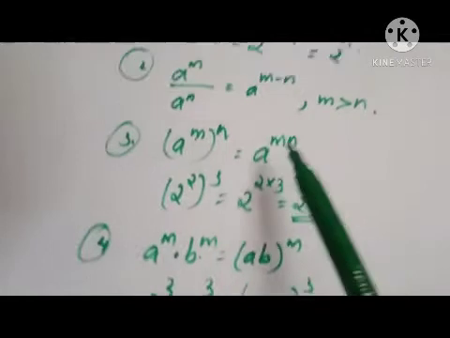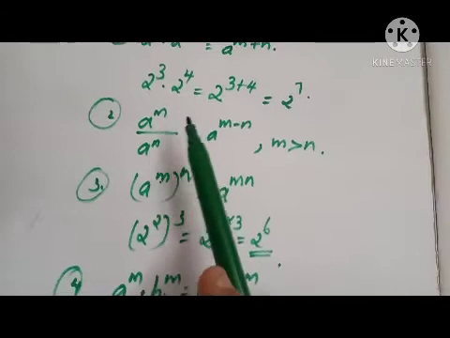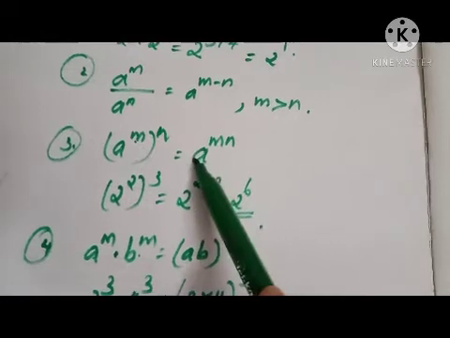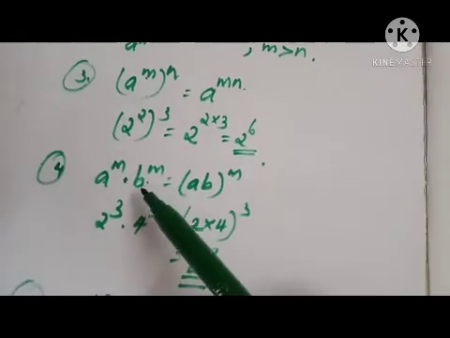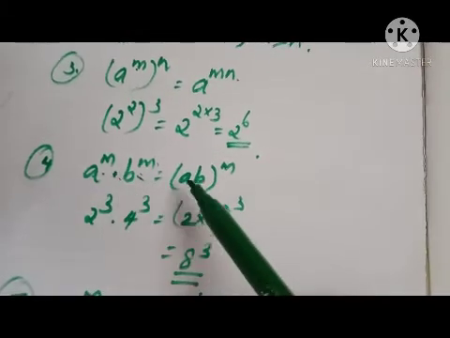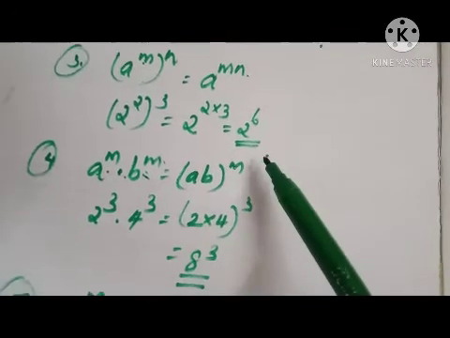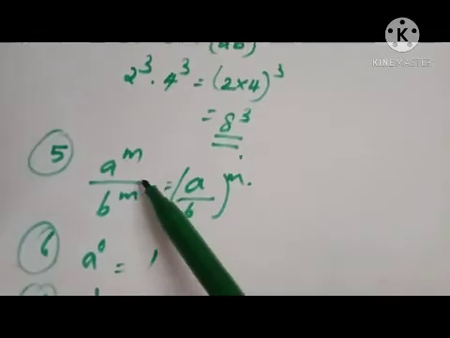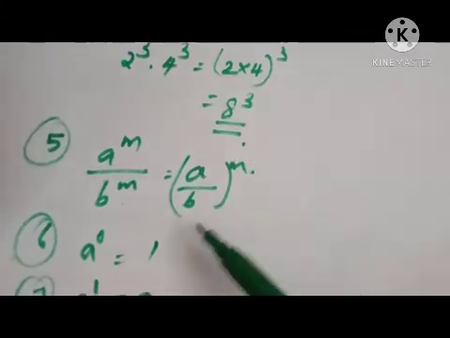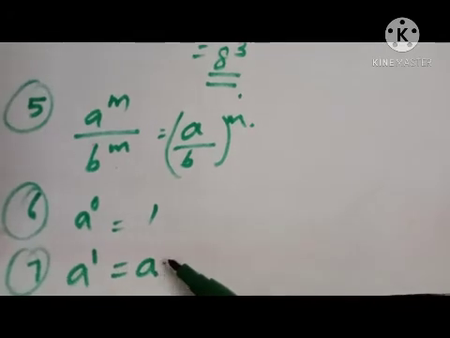Then here a raised to m into a raised to n, a raised to m plus n; a raised to m by a raised to n, a raised to m minus n; a raised to m whole raised to n, power of a power, a raised to m into n; a raised to m into b raised to m, powers are same, bases are different, multiplication. So we have to do the multiplication between these bases, a into b whole raised to m. Power we have to write only once. Same way a raised to m by b raised to m, divide the bases, write the power only once. Then any number raised to 0 will be 1. Any number raised to 1 will be that number itself.